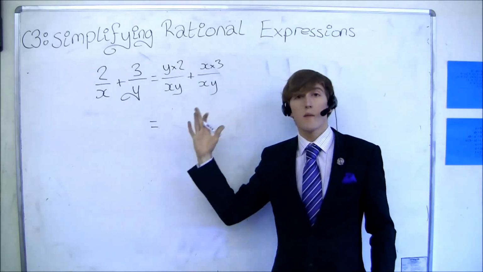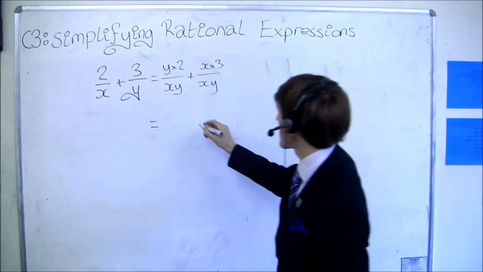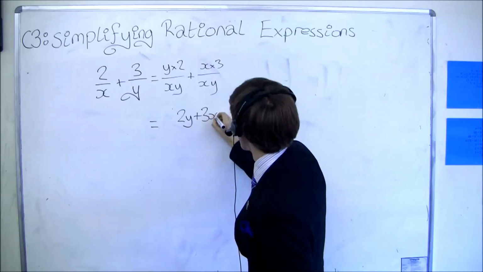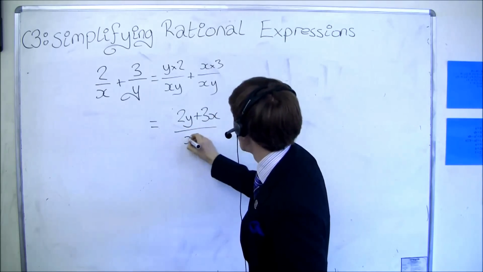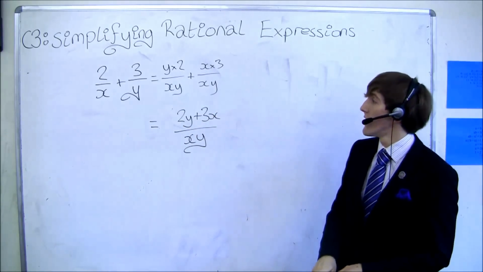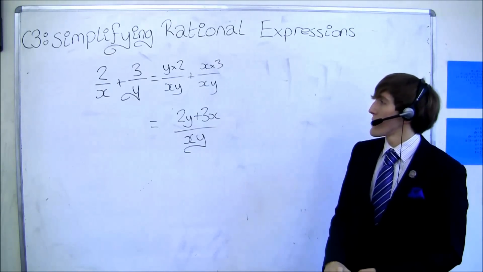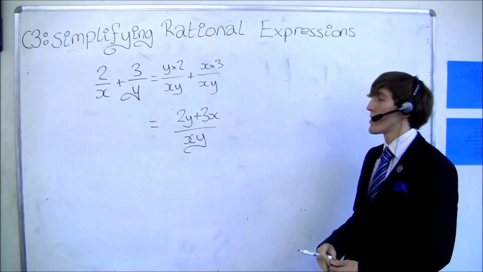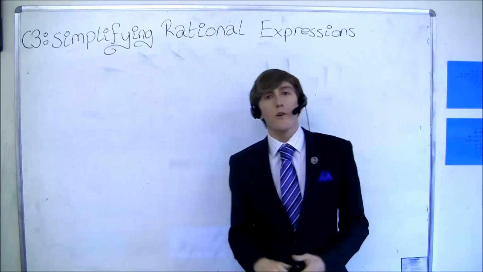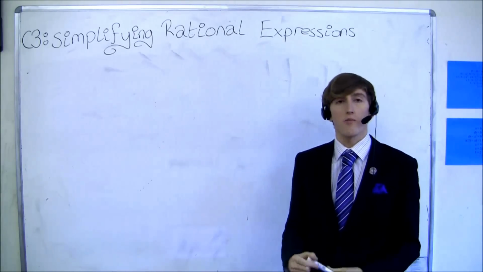So now, because they have the same denominator, we can just add them up. So we have 2y here plus 3x, and this is all over xy. Remember, when we're adding fractions, the denominator doesn't change. So that's our answer to the original question. 2 upon x plus 3 upon y is equal to 2y plus 3x all upon xy. So that's about all you actually need to know in terms of the techniques required to simplify your rational expressions.